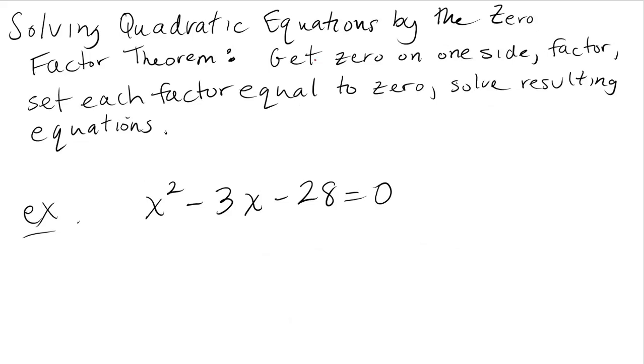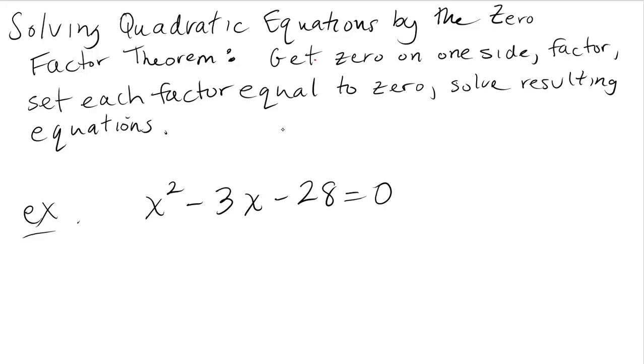If you want to solve a quadratic equation by the zero factor theorem, then you need to get 0 on one side, factor the polynomial on the other side, set each of those factors equal to 0, and solve the resulting equations. The name of the theorem almost tells you how you're going to approach the problem. Zero factor theorem. Get 0 on one side and factor. That's the basic idea.